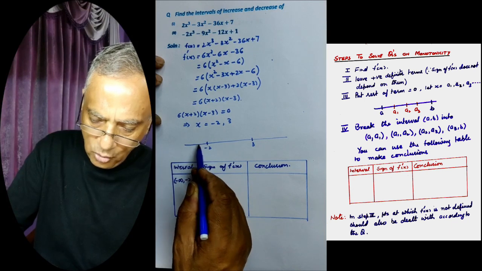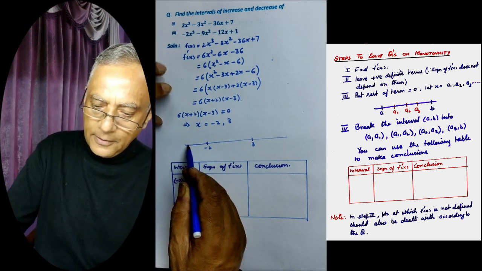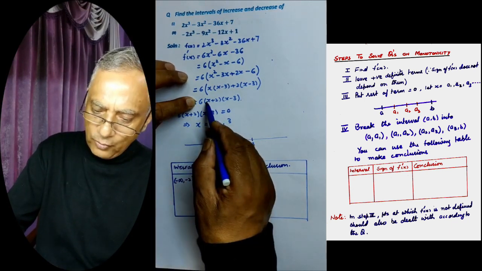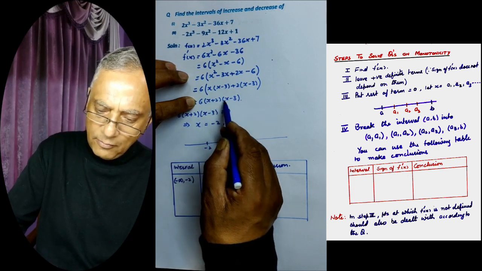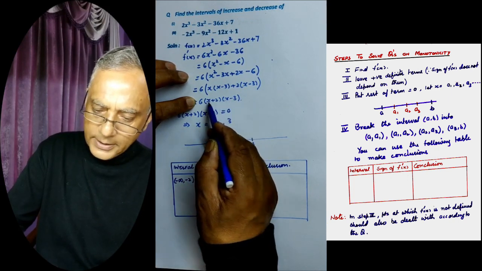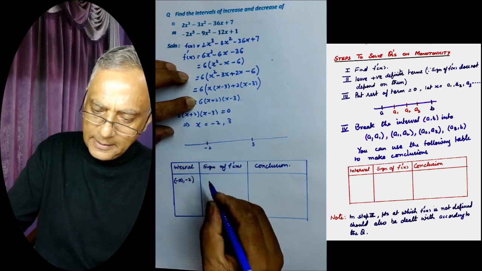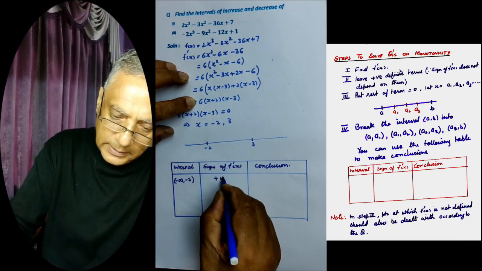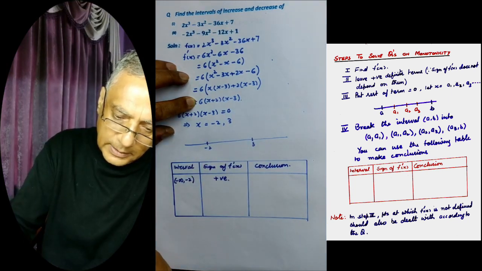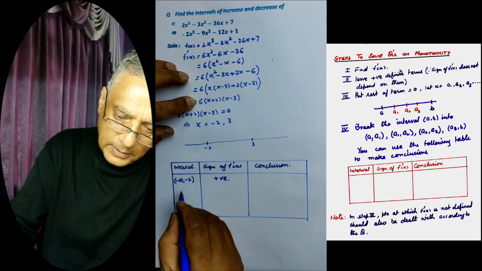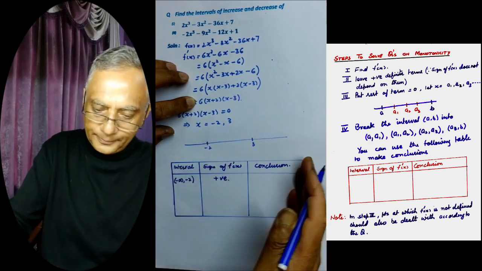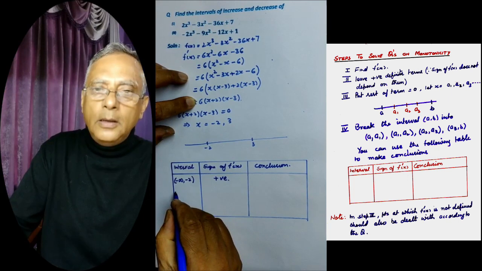So instead of checking the sign in the whole interval, you can check the sign at only one point. One point in this interval is minus 3. So sign of f dash x at minus 3. Minus 3 plus 2 is minus 1. Minus 3 minus 3 is minus 6. Minus 1 into minus 6 is positive. So this is positive. First I will find the sign in all the intervals and then draw the conclusion.